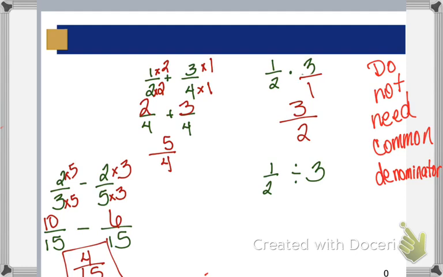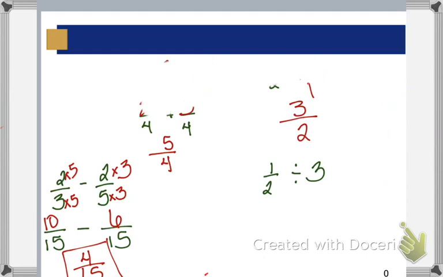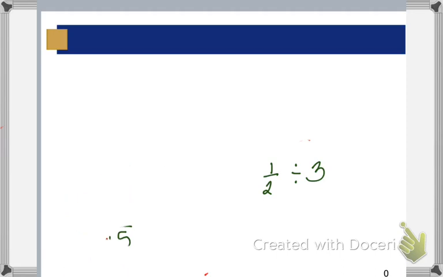Okay, I'm going to erase everything on this board. Is that okay? Okay. Yes. Okay. So now we are dividing fractions. So I've got 1/2 divided by 3. Now I already messed up royally. What do I put the 3 over? 1. 3 over 1.